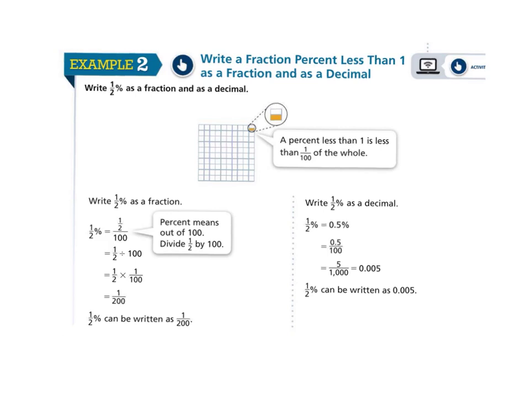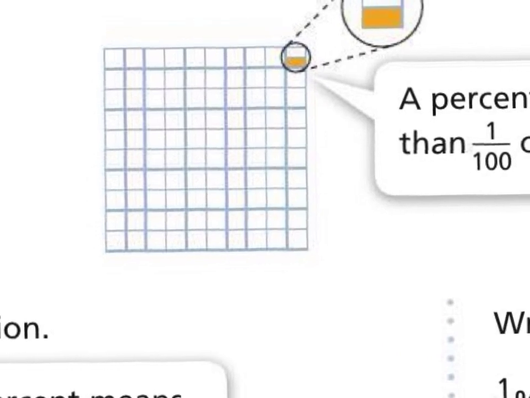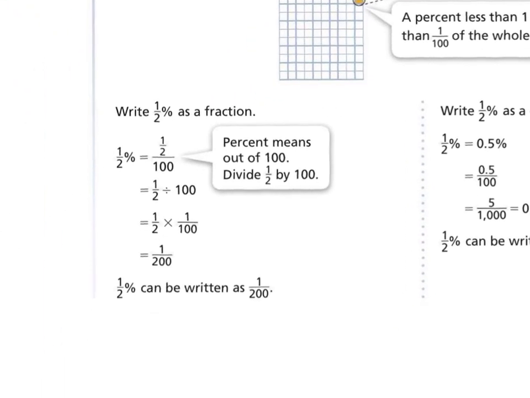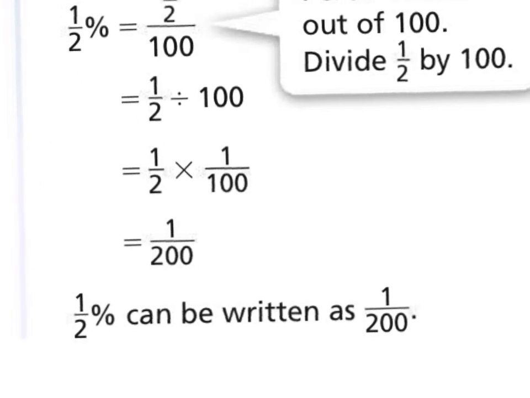If you look at example 2, this time we have a small percent. It says write 1/2% as a fraction and as a decimal. So 1/2%, that's like if we had 100 squares and we only had half of one of the squares filled in. Not a whole lot. So 1/2% as a fraction, we could write that as 1/2 over 100, and then 1/2 divided by 100. The 100 we could put over 1, and then remember dividing fractions is keep change reciprocal, and then if you multiply that would be 1 over 200.